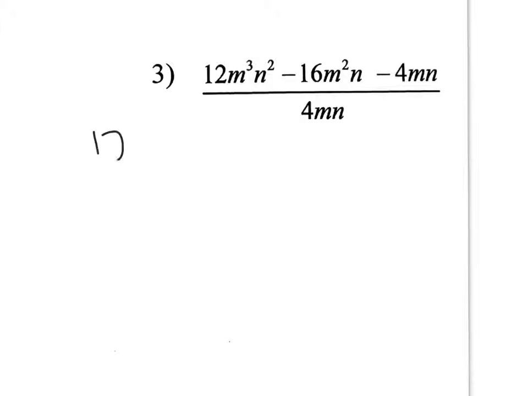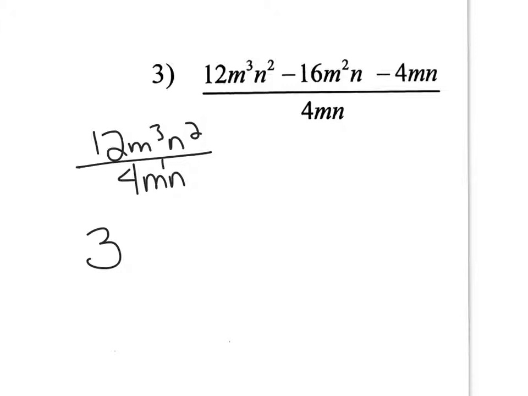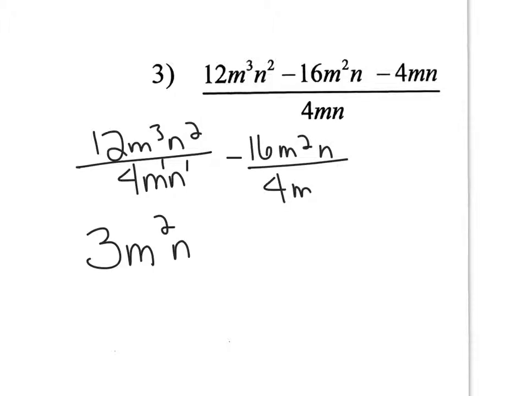Same thing. 12m cubed n squared divided by 4mn. Divide the numbers. 12 divided by 4 is 3. 3 minus 1 is 2. 2 minus 1 is 1. And we keep going. Negative 16m squared n over 4mn. Negative 16 divided by 4 is a negative 4. 2 minus 1 is 1. Again, you don't need that 1 if you don't want it. And 1 minus 1 is 0, so that goes away.